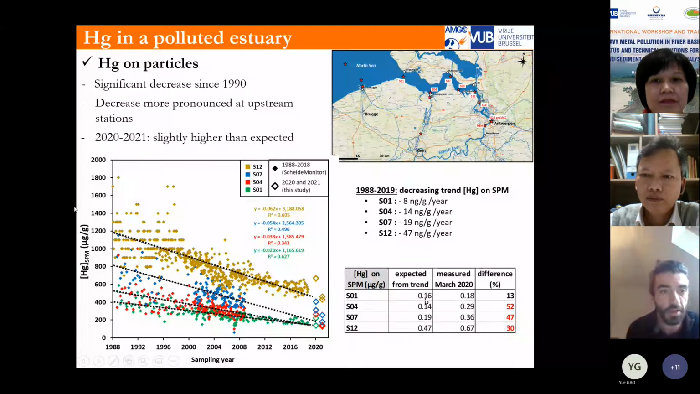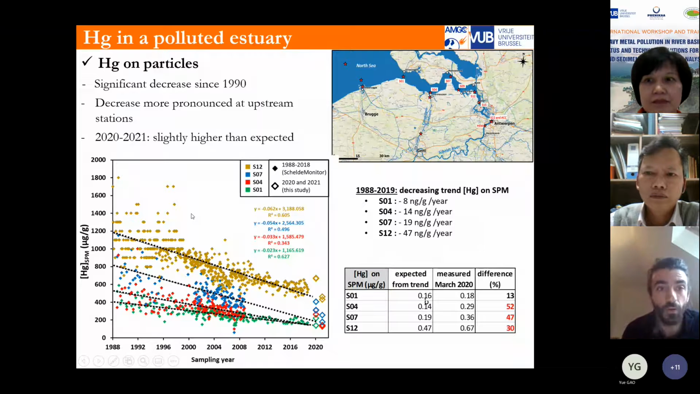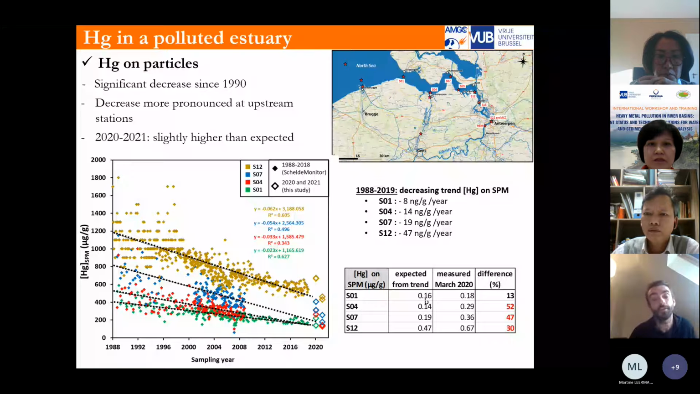So we are still seeing this significant decrease, but actually we don't see such a high decrease as expected, because for all of them we should be around here, and this one is quite high, especially also for the SO7. It looks like we're at the same level as 2004. So it's less decrease than expected, but it's still consistent. So it is clear that the mercury contamination in the Scheldt estuary has decreased compared to 30 years ago.